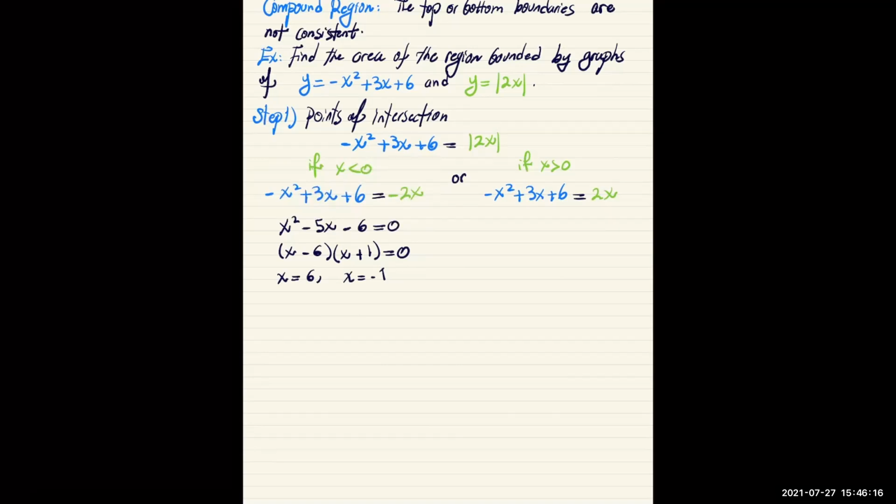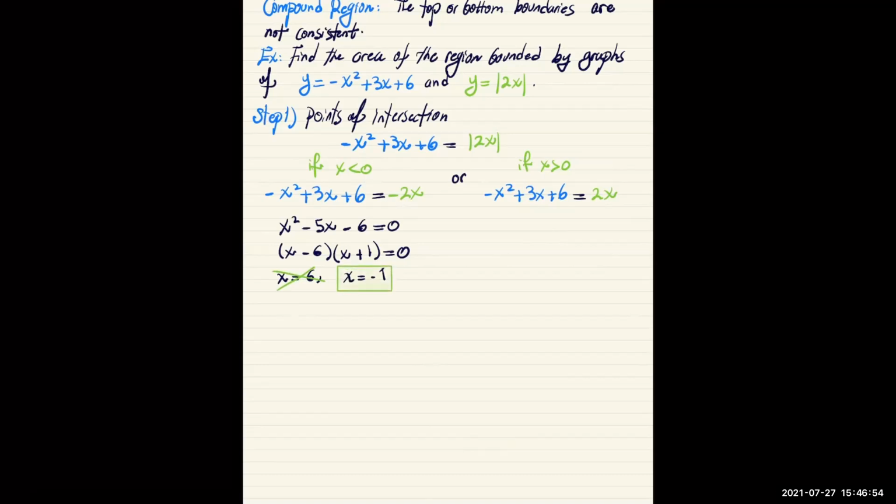Okay, so guys, I got two solutions. One of them is no good. Which one? 6. Yes, this is a positive solution, and I don't care for it because we are on the domain of absolute value where x is less than 0. Okay, x less than 0. So I take that out. x equal to -1 is the solution right there.